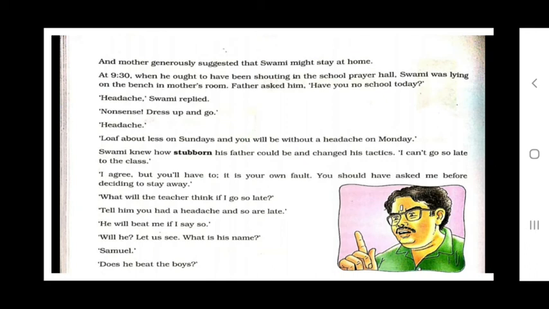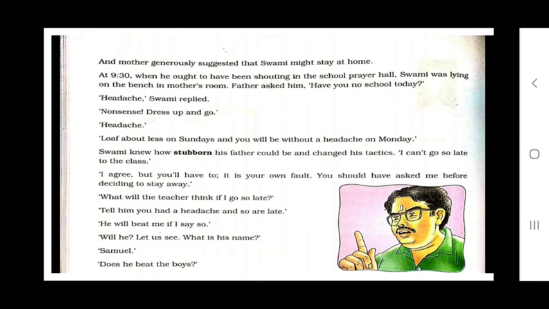And he said, I can't go so late to the class. Father said, I agree, but you will have to. It is your own fault. You should have asked me before deciding to stay away. So, Swami, timidly, said that he can't go because he is very late to the school. But father said, it's your problem. It's your fault that you didn't tell me earlier. You had not taken permission from me to stay at home. And it's your fault. So, you have to go. He is bound to go to school.